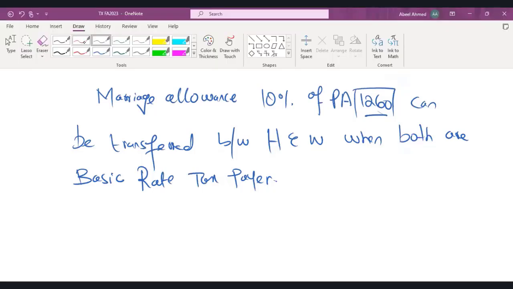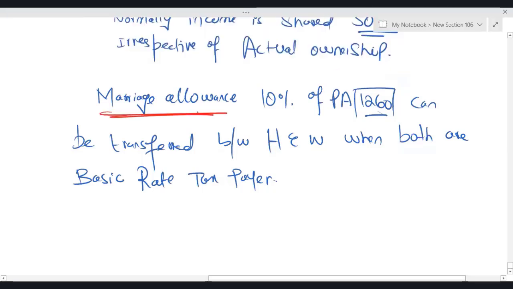Marriage allowance is the 10% of personal allowance, which is 1260, even though we know that exact value is 1257, but ignore that. HMRC says you can go for 1260. But a very important point is husband and wife both, they have to be basic rate taxpayer.